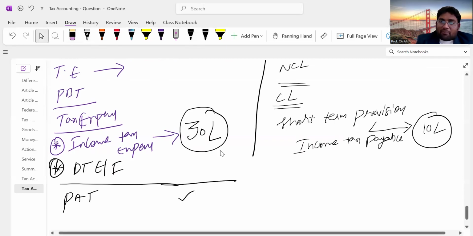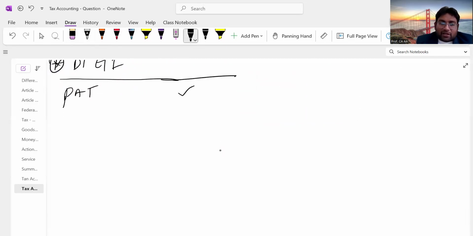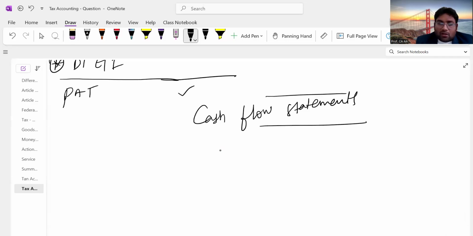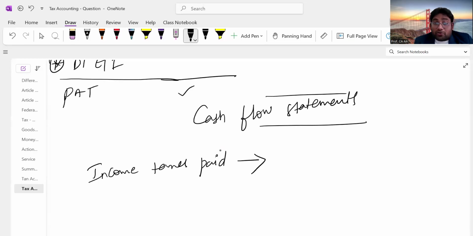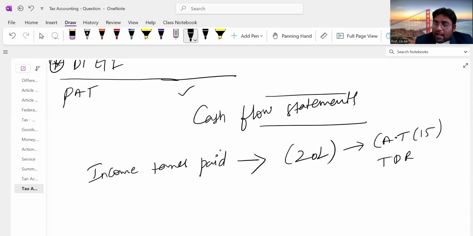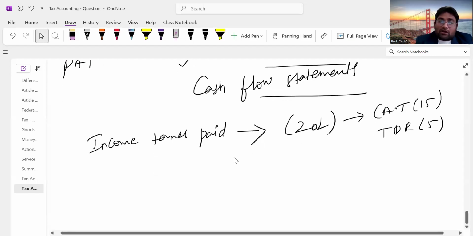Now we completed two main components of the financial statements. The third component of financial statements is the cash flow statement. In this cash flow statement, you have paid income taxes, no? Income taxes paid. How much have you paid? Yes, I have paid only 20 lakhs. In the form of advance tax, 15 lakhs. In the form of TDS receivable, 5 lakhs. Total 20 lakhs I have paid, there is no doubt.